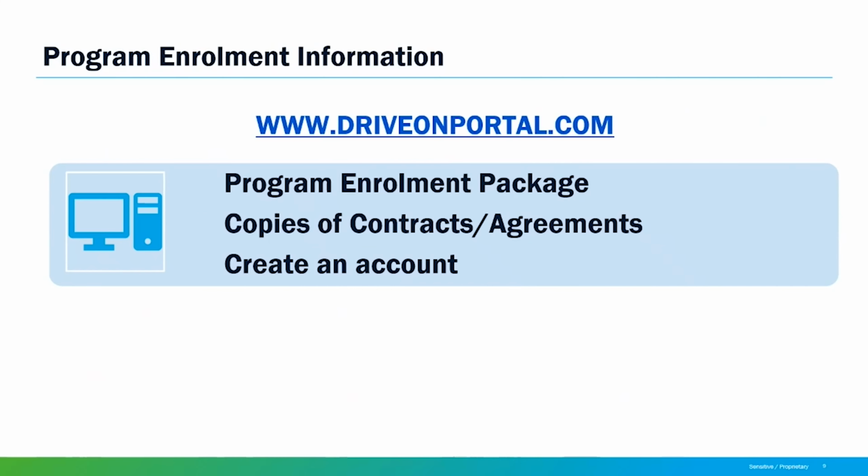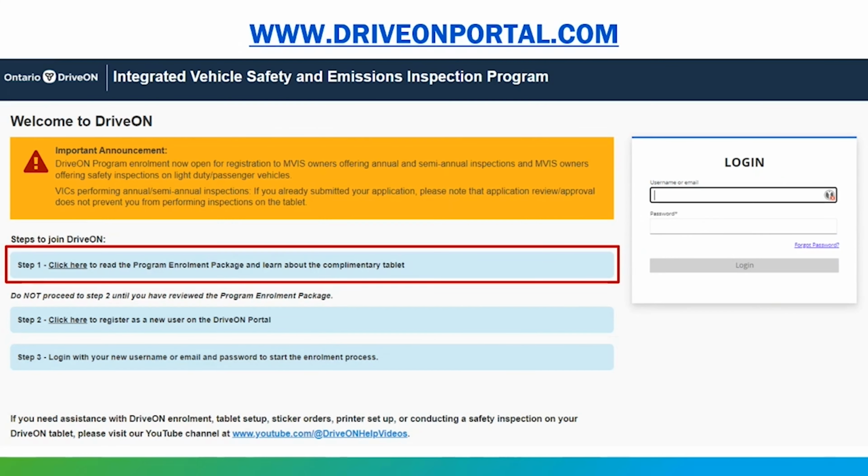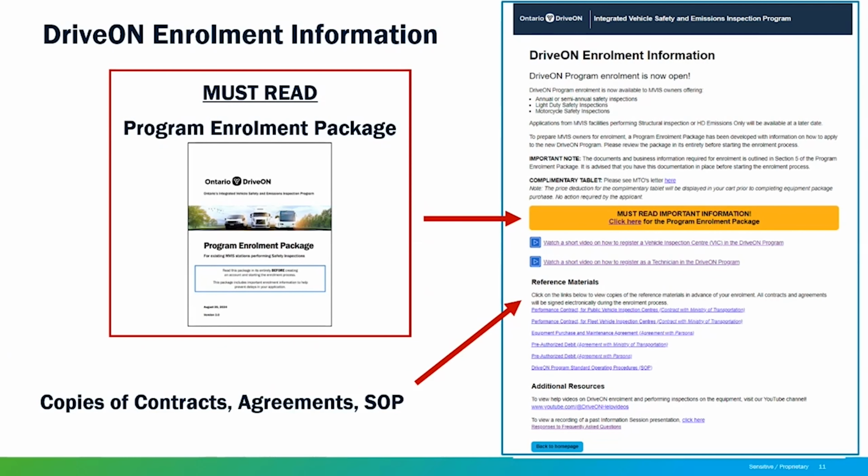Let's walk through how to access the enrollment information on the drive-on portal. Open the webpage www.driveonportal.com. On the landing page, you will see the 3 steps to join drive-on, shown in the light blue bars. Click on Step 1 to read the program enrollment package and access other important enrollment materials. This will take you to the enrollment information page.